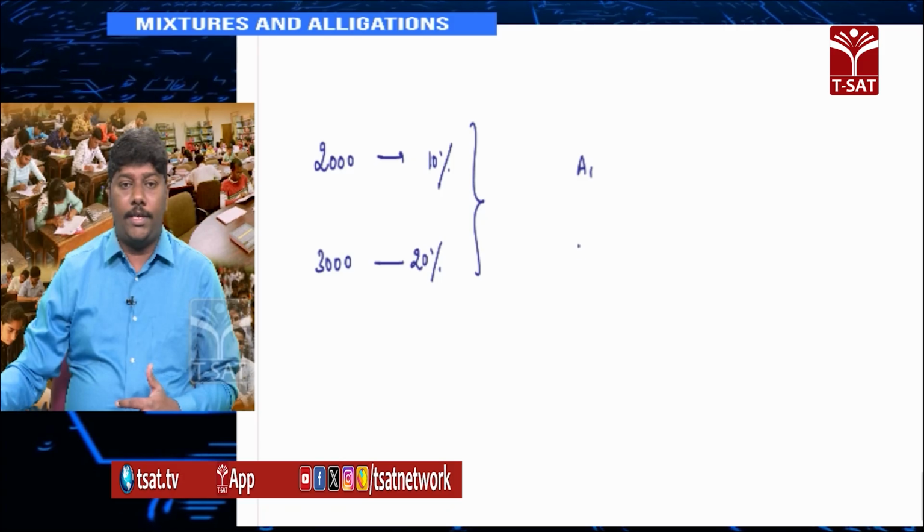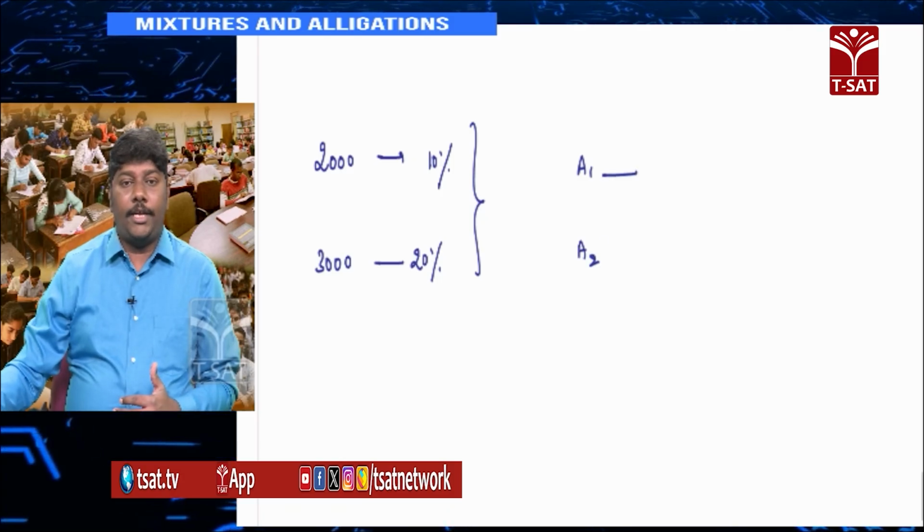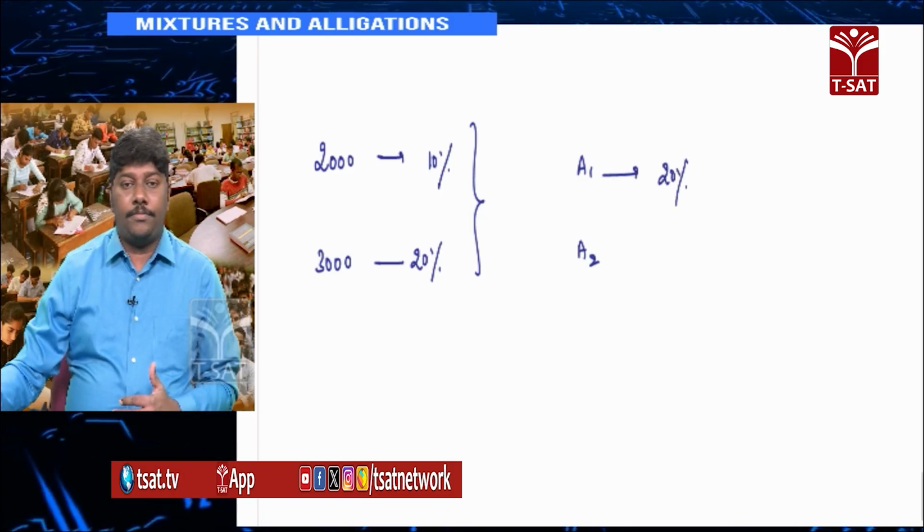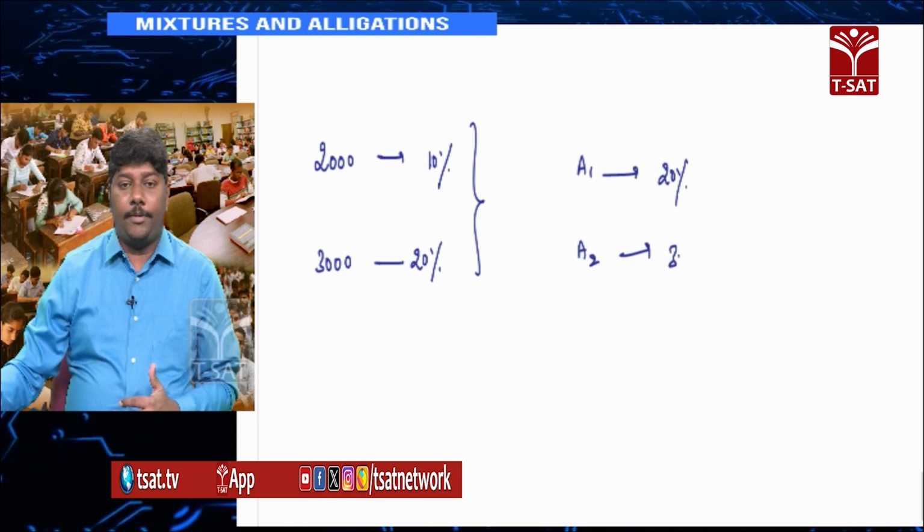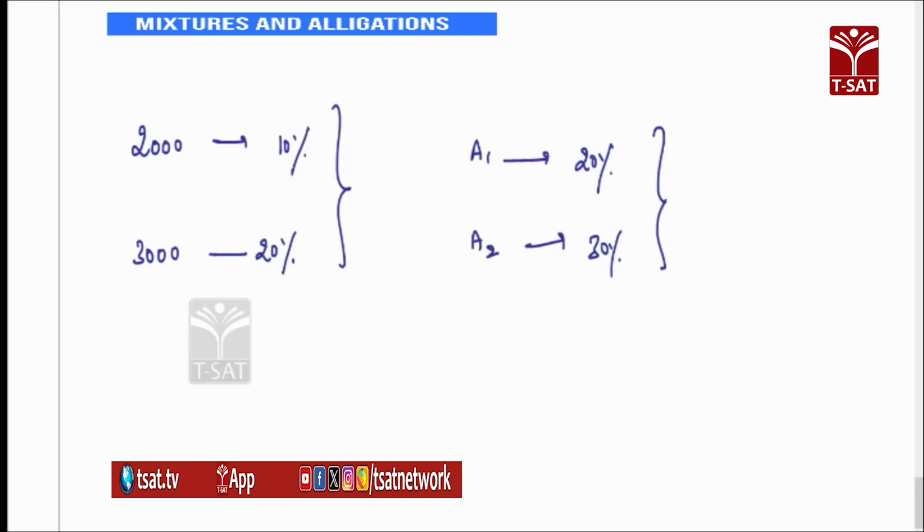Say you are buying two articles, A1 and A2. Upon article 1 you are getting 20% profit. Upon article 2 you are getting 30% profit. What is the overall profit? You should know the prices. For example, it is 2000, this is 5000. Upon this you are getting 20%, upon the second one you are getting 30%. What is the overall profit if I ask you? Then again it will be (N1A1 + N2A2) / (N1 + N2).